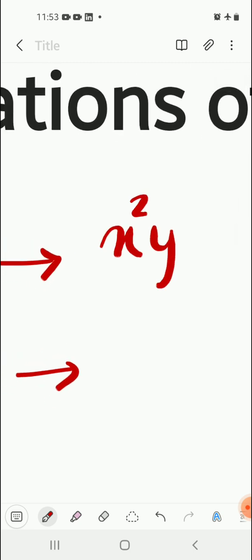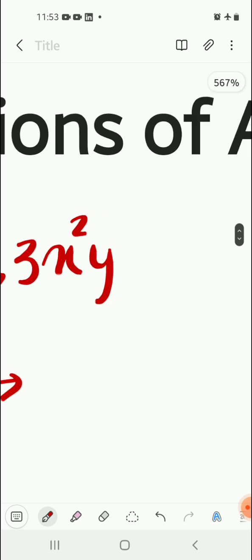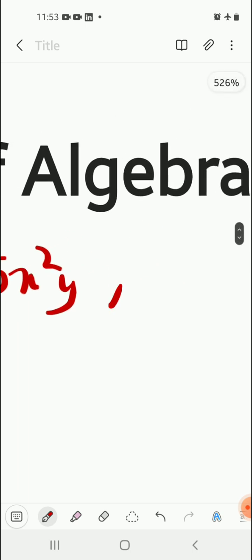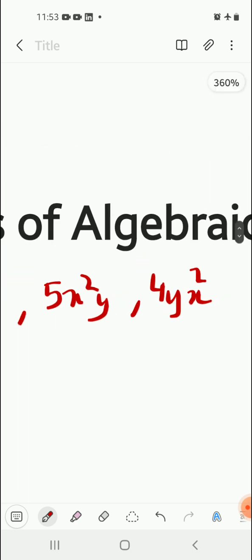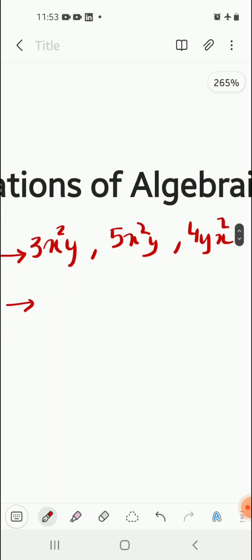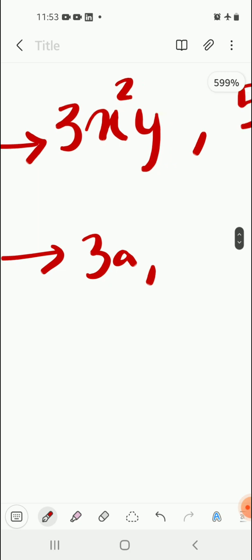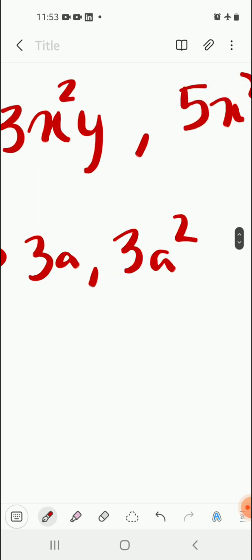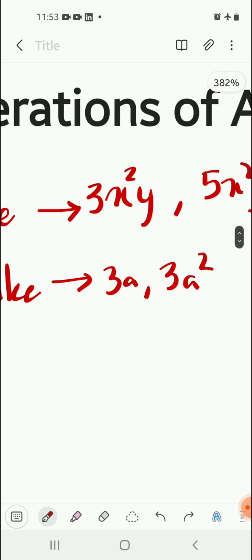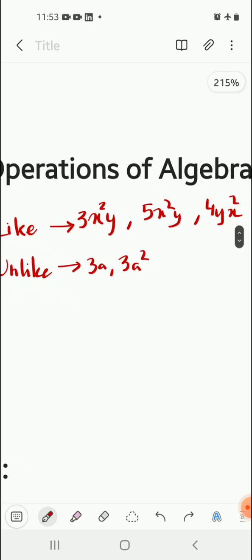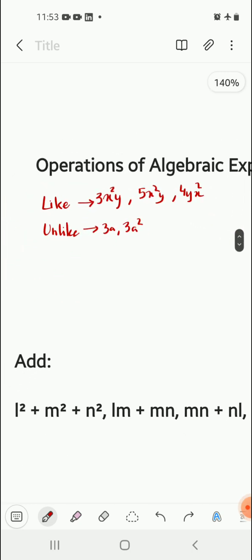For example, x square y, 3x square y, and 5x square y, or even 4yx square, because x square y and yx square mean the same thing. So these are all known as like terms. Unlike terms are, for example, 3a square and 3a, because over here it is only 3 into a. So this is termed as unlike terms. So we have to make groups of like terms and then operate. So this is the step for addition and subtraction.